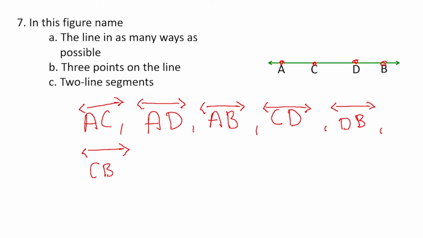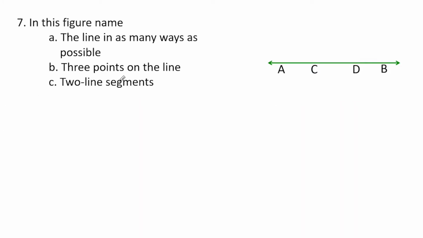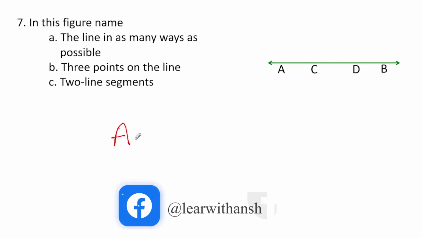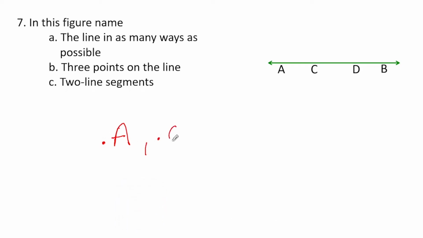So let's move on. Name 3 points on the line. Now we have a total of 4 points on the line, and we just need to name 3 points. So we can take any 3 points. So we have to keep this point symbol. Point A, point C, point D, and we have point B. We only need to take 3, so we can remove this point B.